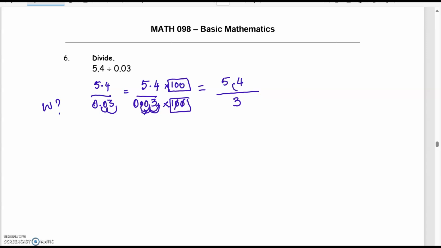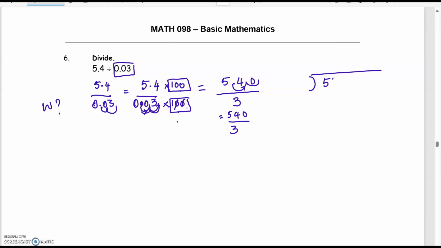5.4 multiplied by 100. 100 has 2 zeros. So we shift the decimal point 2 place values to the right to get 540 divided by 3. And why were we doing all this? Because remember, we noticed that the quotient was not a whole number. And unless it's a whole number, we cannot do long division. So we are going to convert it to a whole number by multiplying it with the right power of 10. Whatever you do to the denominator, you repeat the same process in the numerator.